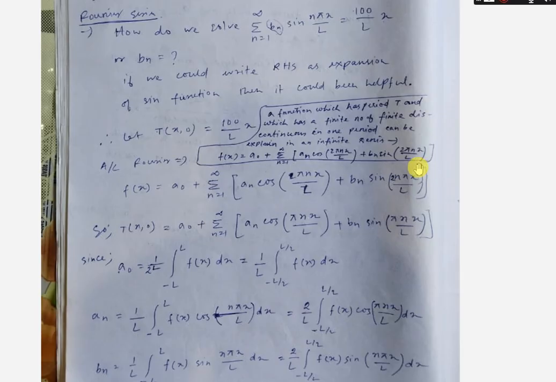So we're going to learn about the Fourier series. Now, how do you solve this kind of equation? Like if on the left hand side we get a coefficient b_n and sine n pi x by l, and we are going to equate it with a finite value, then what about b_n? How do we find b_n? If we could write this RHS also as an expansion of sine functions, then it could be helpful, right? Because we will then equate this expansion to the right hand side expansion.